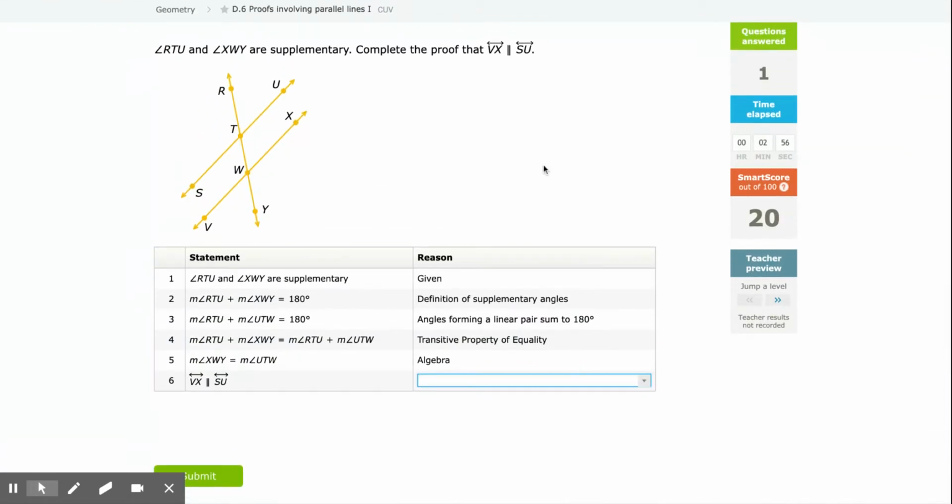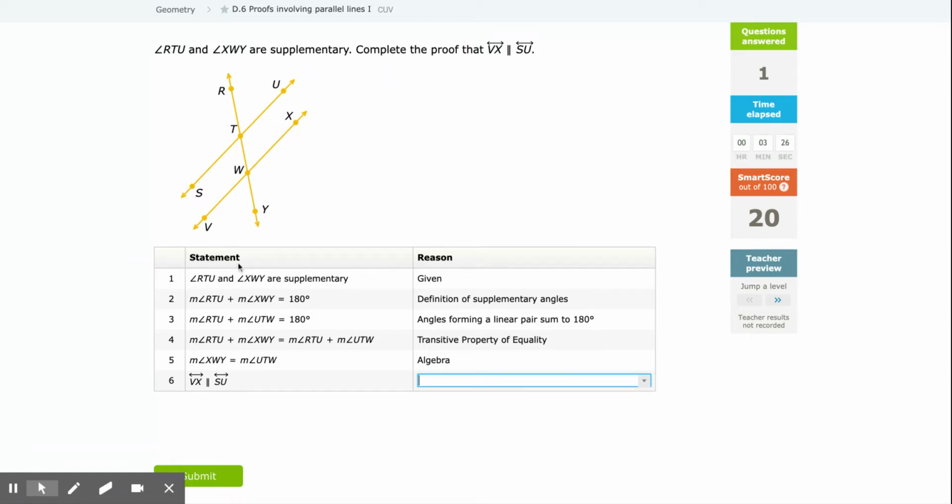Here's another one where the object is to prove that, oh no, this is given, angle RTU and angle XWY are supplementary. That's a given. And they say, just with that information, can we prove or complete the proof that the two lines VX and SU are parallel? Well, let's see if we can do that.